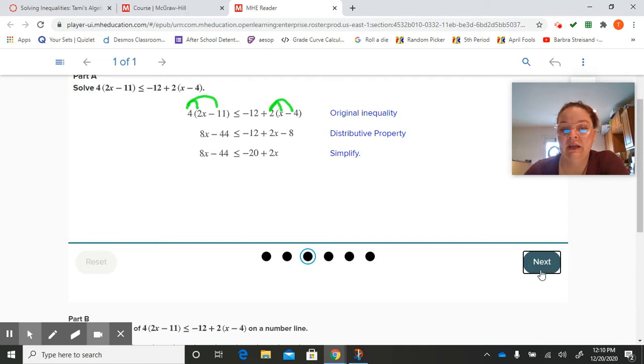Then we simplify the expressions as much as possible. 8x minus 44 stays the same because there's nothing to simplify there. But we can combine the negative 12 and the negative 8 together to give us negative 20 plus 2x.